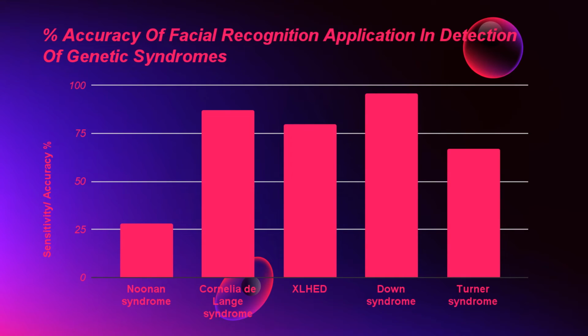Here, we have a graph showing the accuracy of AI-based applications in identifying genetic disorders. As you can see, the accuracy is highest for Down syndrome, and the least accuracy is seen in the case of Noonan syndrome. The accuracy is more than 70% for 4 out of 5 of these disorders, highlighting the high level of accuracy of this application.